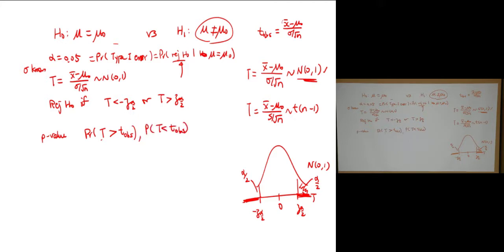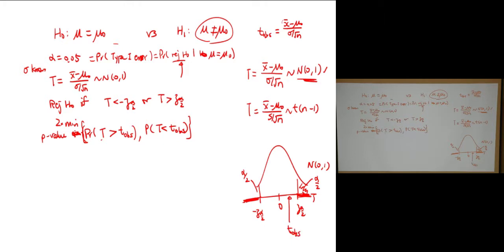All right. Take the minimum of the two, and then multiply by 2. That is the p-value. So basically, if I take a sample, this is where my t-value is.